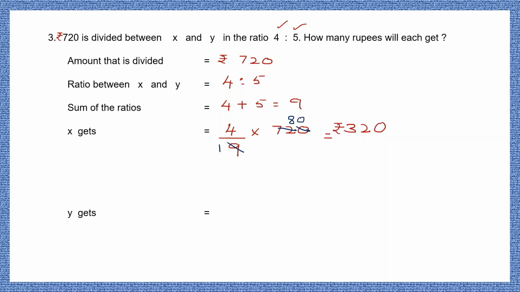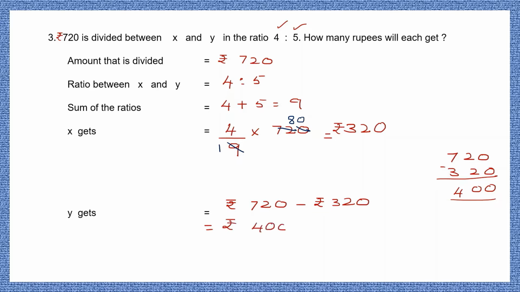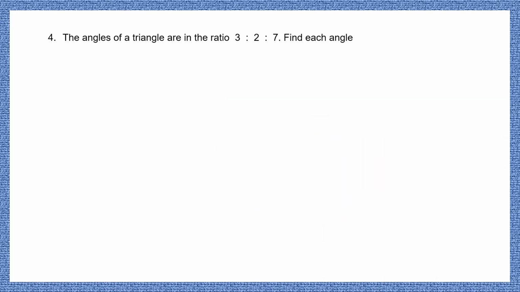Now how much does y get? Now we just have to take 720 rupees and minus 320 from it. That is one way of doing. 720 minus how much x got, which is 320, and that will tell us how much y gets. So let's minus 720 minus 320. 0, 0, 7 minus 3 is 4. So y gets 400 rupees. So now if you add up the amount that x got and the amount that y got, you will get 720 rupees.